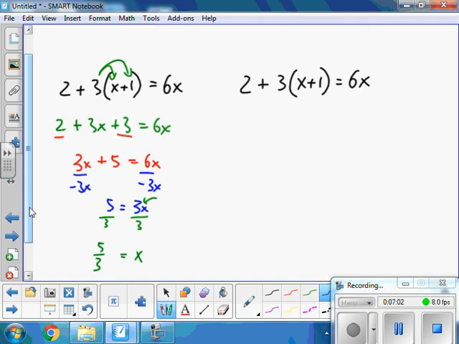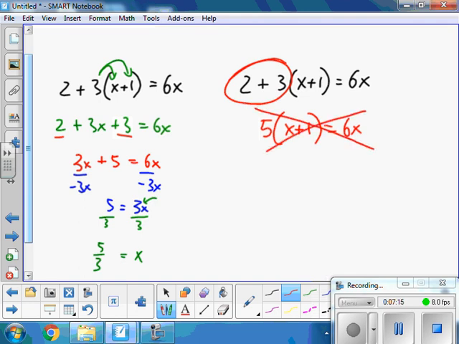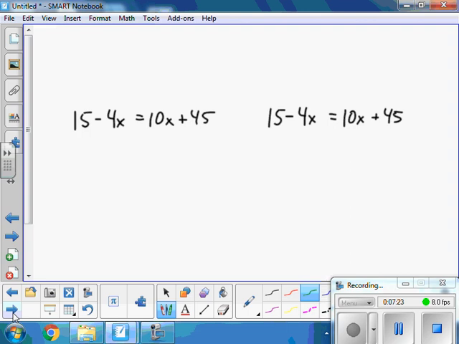This would be a really bad wrong answer: some people will want to add those together and turn this into 5 times x plus 1 equals 6x. And that would not be true. We cannot do that because order of operations tells us we're going to need to distribute this first. We need to multiply first. So that's a common error.